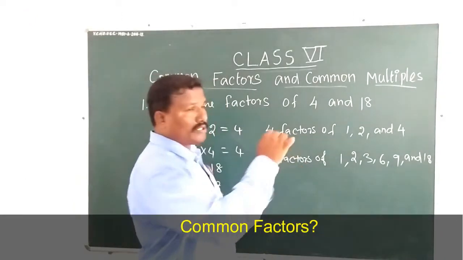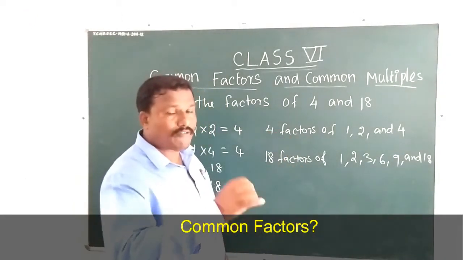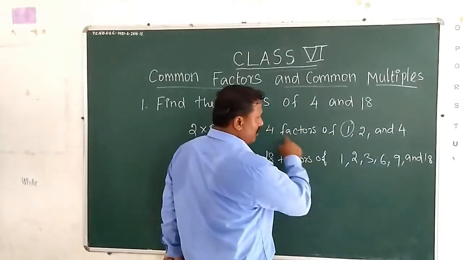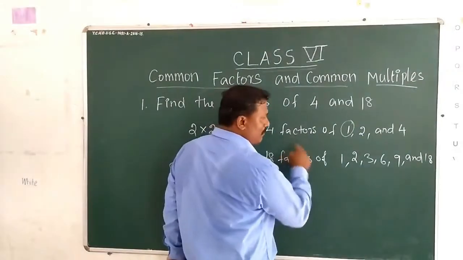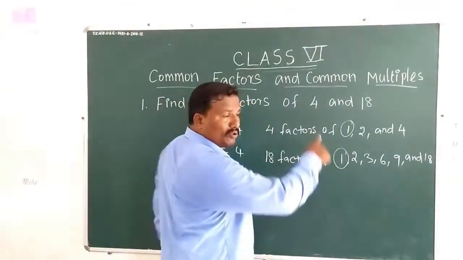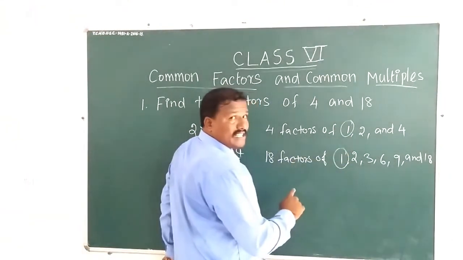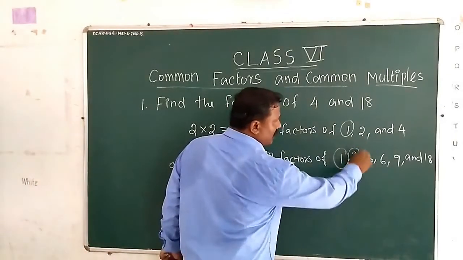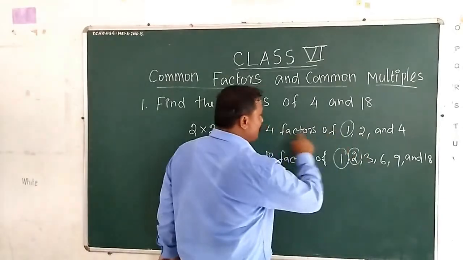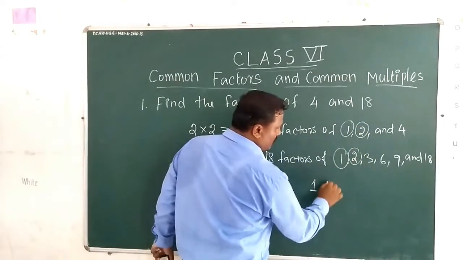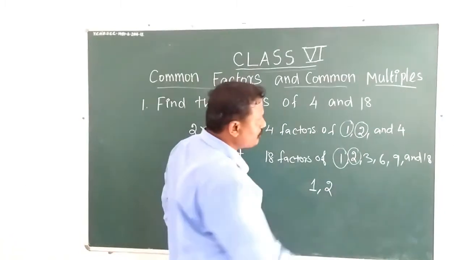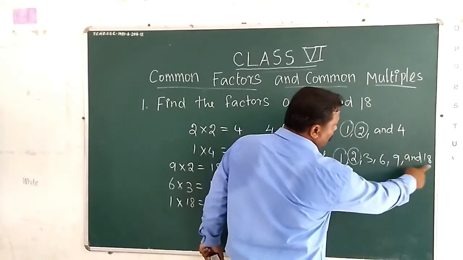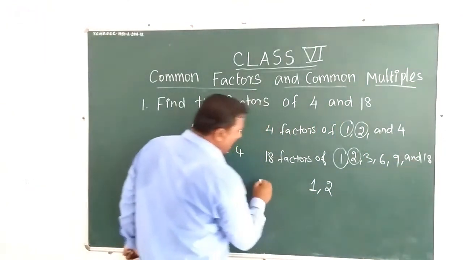It means the common factors of both numbers. Here 1 is a factor of 4, and here also 1 is a factor of 18. So both places there is 1. So 1 is common. Then here 2 is a factor of 18 and 2 is a factor of 4 also. So 2 is the common factor. 3, there is no 3. 6, no. 9, no. 18, no. So this is the common factor.